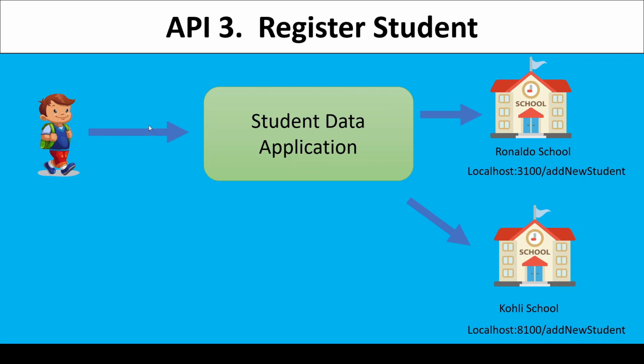Same if you have Kohli school, the ID will be a different ID. So according to their school ID, the response will go to their particular school. So you have to make sure to check every detail perfectly. Don't send Ronaldo school data to Kohli. Similarly, you can implement this whole logic in your web application. It is just for educational purposes.